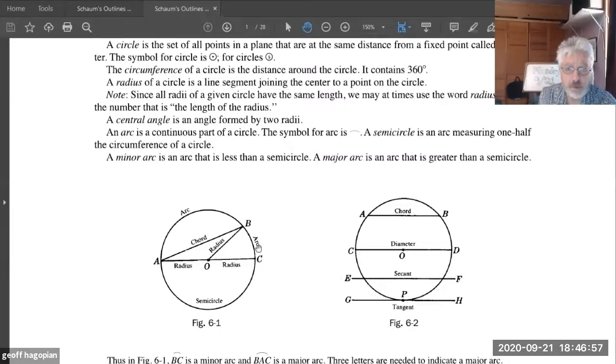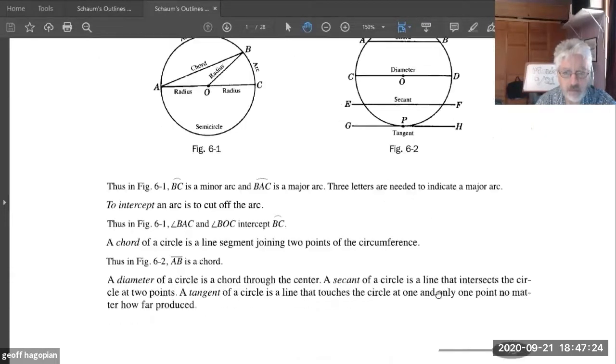So when you refer to the arc BC, you're usually referring to the minor arc, but there's also one that's less than half a circle. Okay, so then we have these things, right? A chord connects any 2 points on the circle. A diameter is a chord through the center. The secant is an extended chord, and a tangent just barely glances off the circle, right?